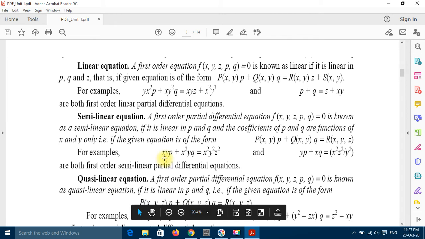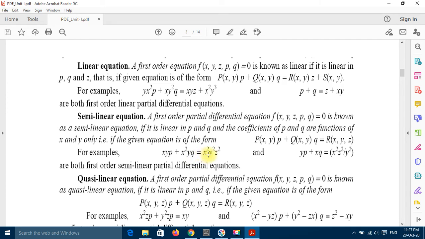Now let us see this example: xy p plus x square y q is equal to x square y square z square. Here p and q are linear and the coefficients of p and q are only the functions of x and y, but here the power of z is 2, z is not linear. Okay, so this is a non-linear semi-linear partial differential equation.